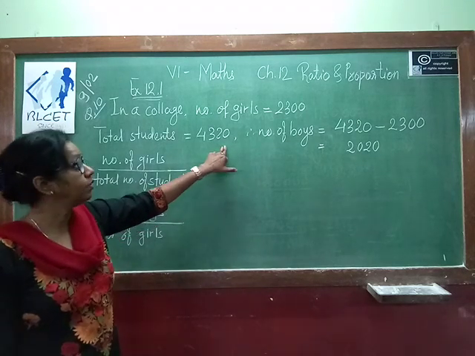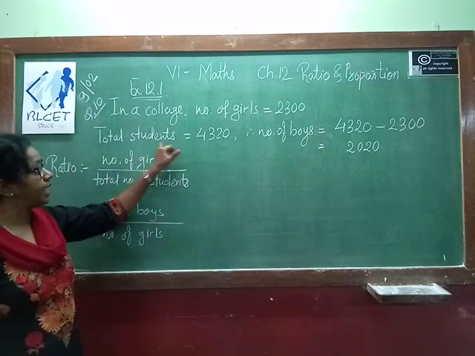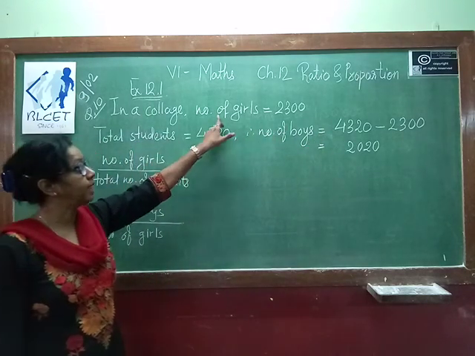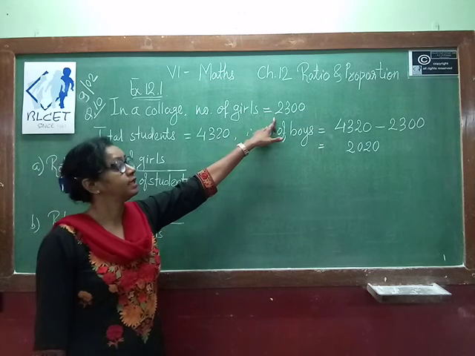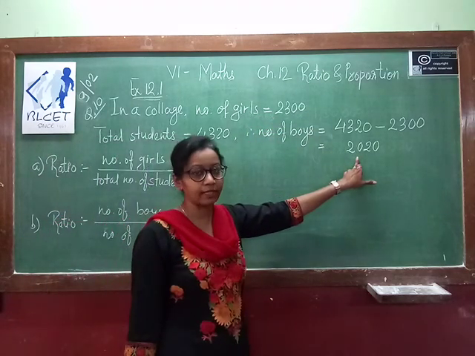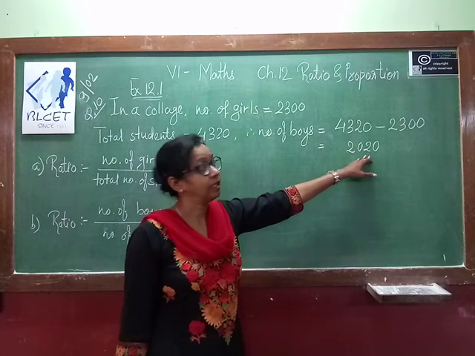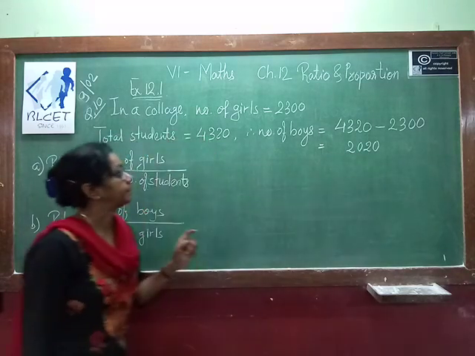So what we can do? Number of boys is equal to total number of students, 4,320, minus number of girls, that is 2,300. When you do the subtraction, you will get the answer 2020. So this many boys are there in the college.